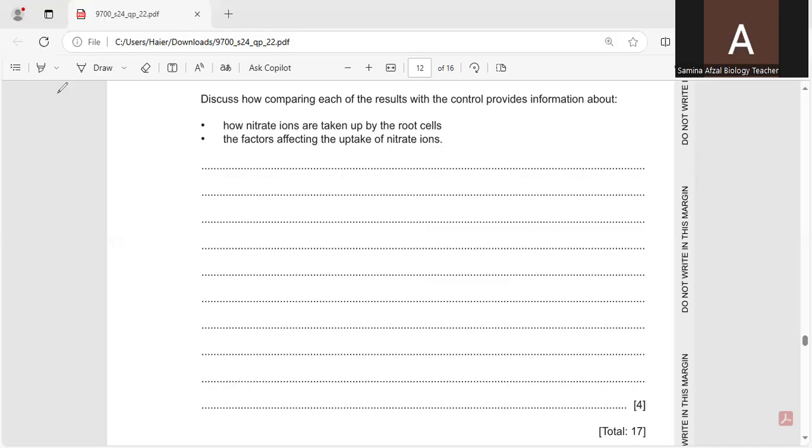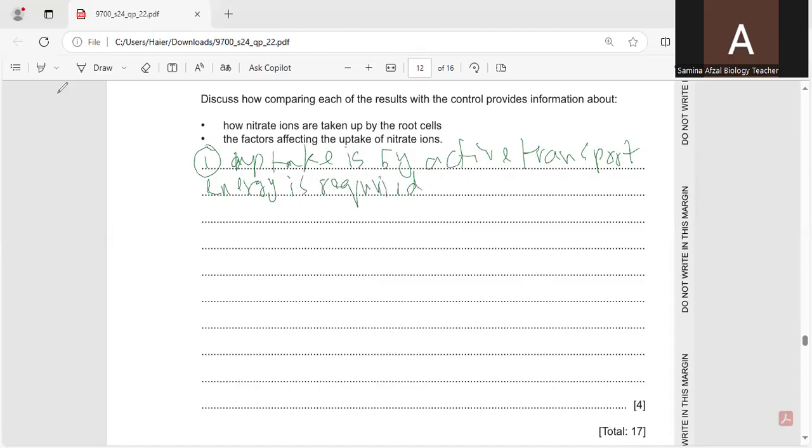If energy is required, then in any case where energy is less, the rate will be affected. So in this way we can write that their uptake is by active transport, and for active transport energy is required. If the amount of energy is less, the uptake will be disturbed. So there will be changes in the uptake of these ions.